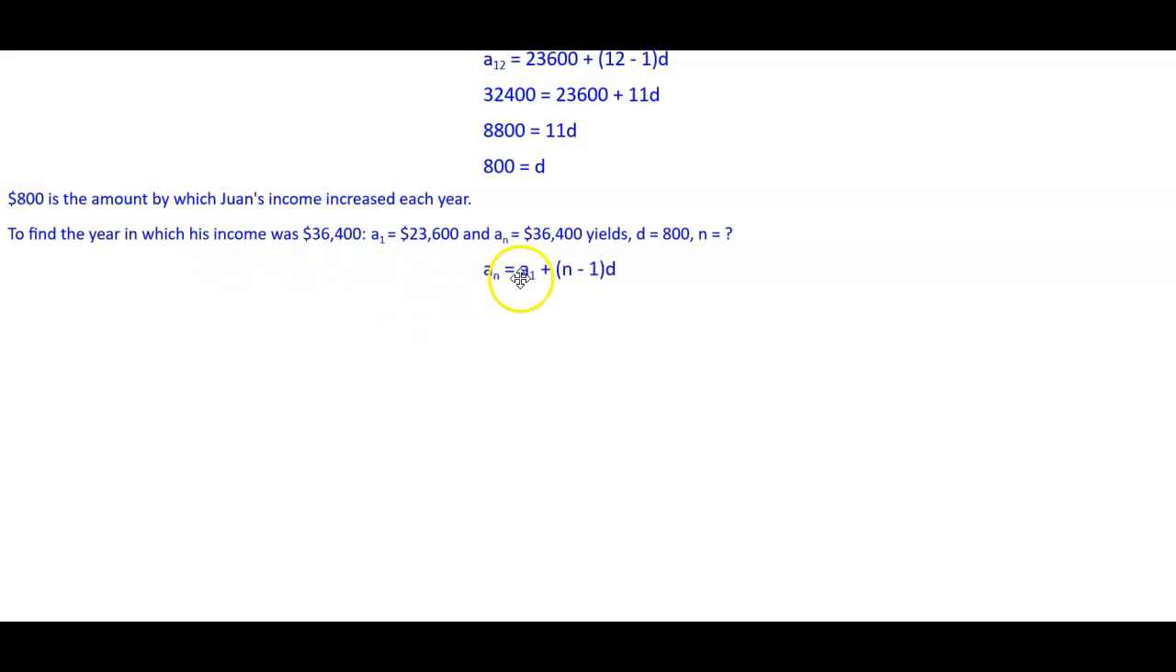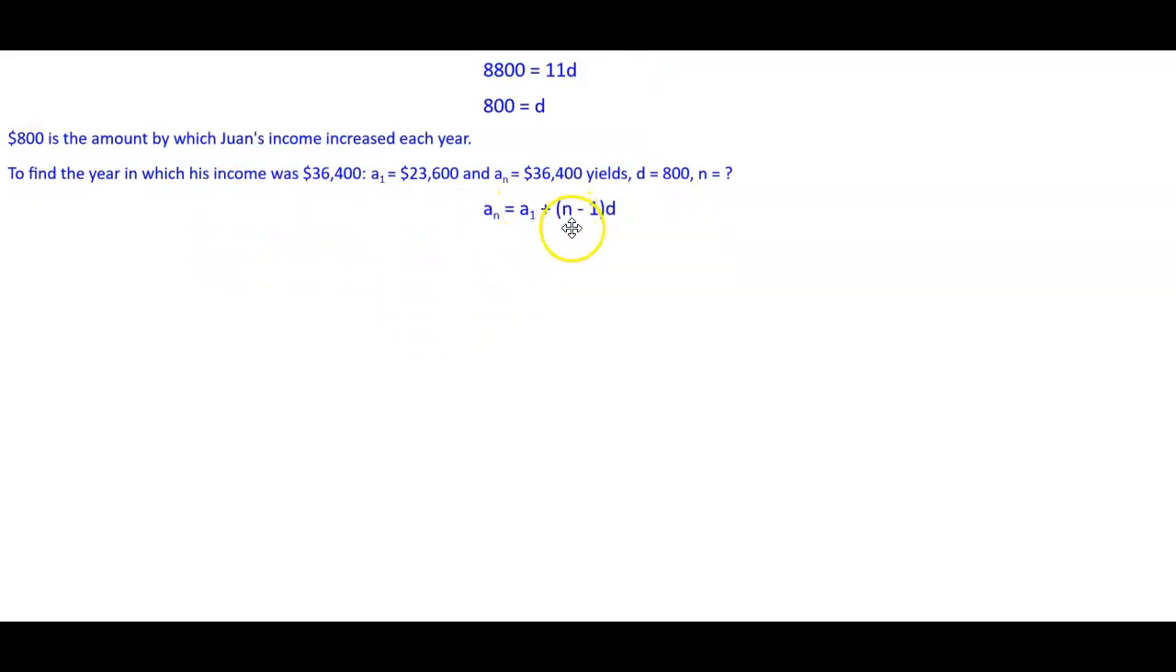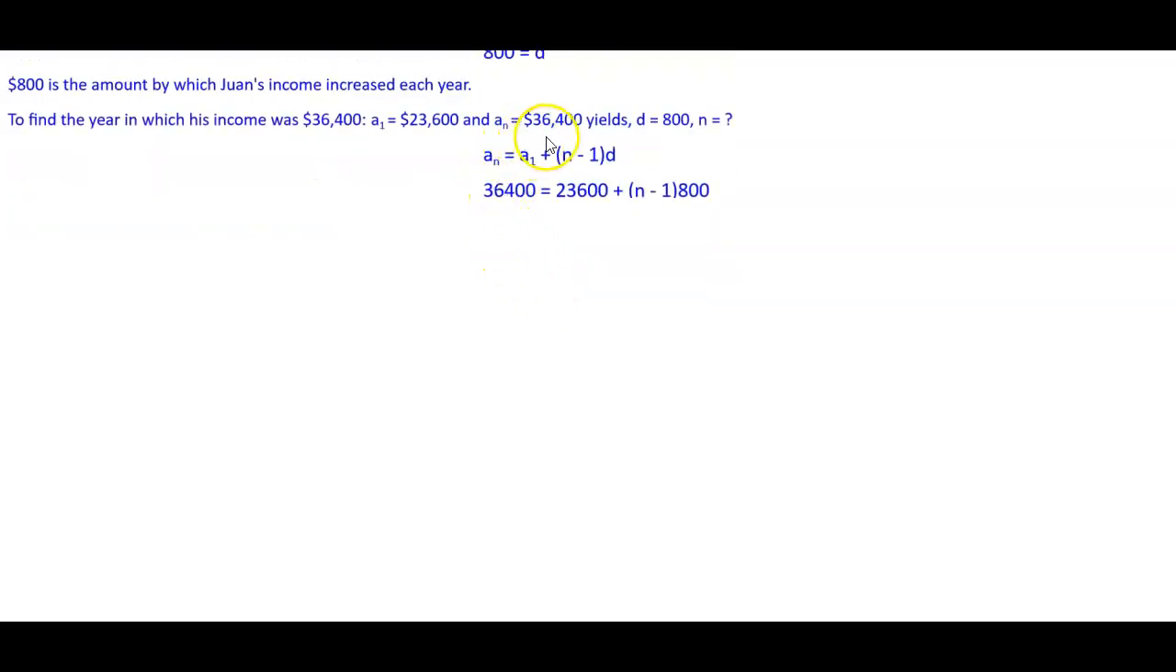So, again, using the formula for the arithmetic sequence, we know that the nth term is $36,400, which is equal to the first term, which is $23,600, plus n minus 1, times the common difference of 800. We're looking for n, so n is the unknown. Now we distribute the 800 to both terms. So now we have 36,400 equals 23,600 plus 800n minus 800.